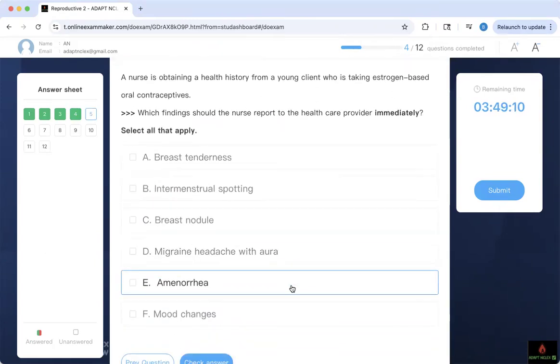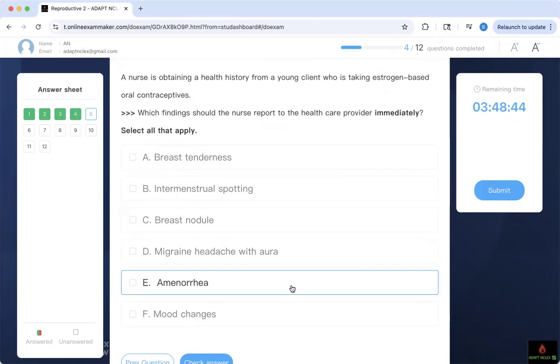And this is obtaining health history from a young client who is taking estrogen-based oral contraception. Which findings should the nurse report to the healthcare provider immediately? Risk reduction. That's the risk reduction question. That means you want to intervene quickly, right? Select all that apply: breast tenderness, intermenstrual spotting, breast nodule, migraine headache with aura, amenorrhea, and mood changes.